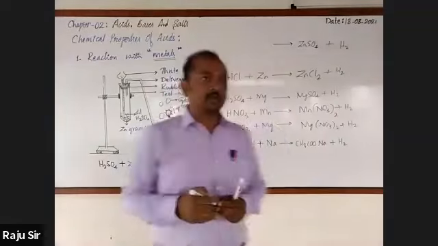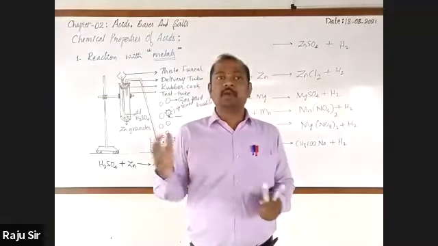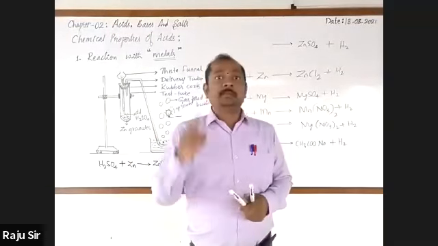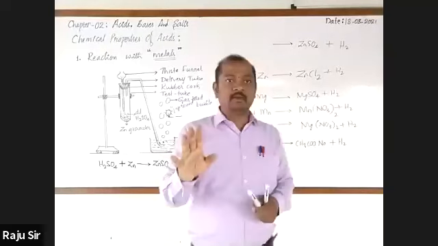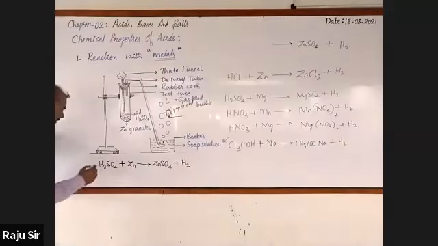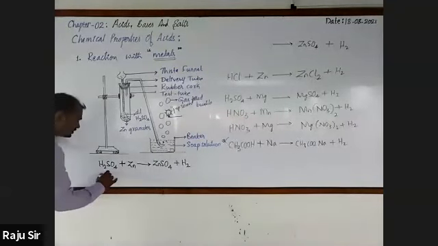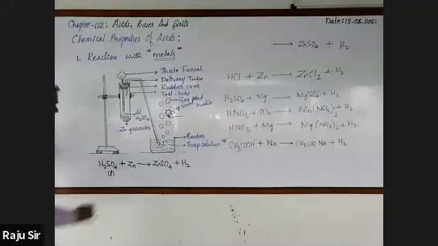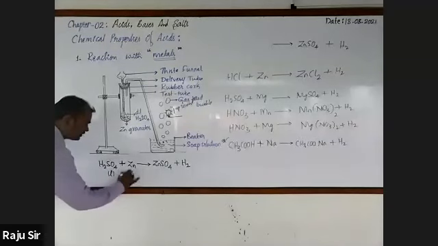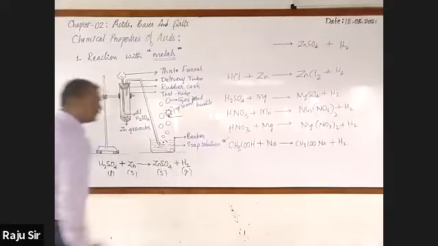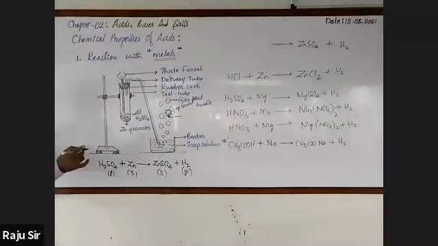We will follow some of the criteria to make a chemical equation more informative, which we have learned in the first chapter. One is by indicating the physical state. What is the physical state of H2SO4? Solid or liquid or gas? Liquid. Next, zinc is solid. Zinc sulfate is solid. Hydrogen is gaseous. Now we have taken dilute H2SO4, which means it has water content, isn't it?